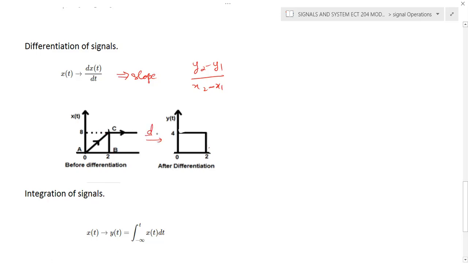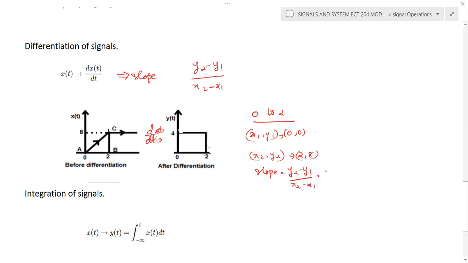So we need to find out the d by dt of x of t. If you observe this particular waveform from 0 to 2, if you write x1 y1, it is 0 0, and x2 y2 will be 2 and 8. And if you find the slope in this particular region, it's y2 minus y1 by x2 minus x1. So it becomes 8 by 2, which is equal to 4. That is, the slope of the signal is 4 from 0 to 2.